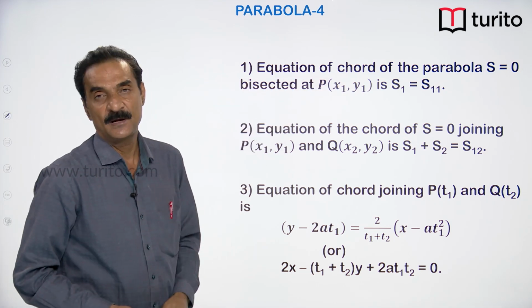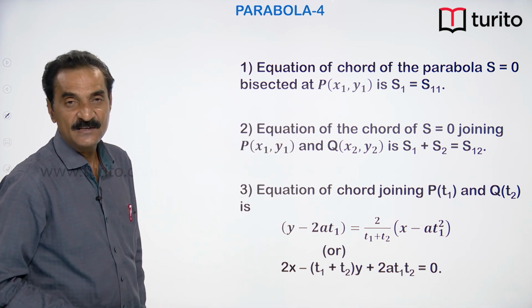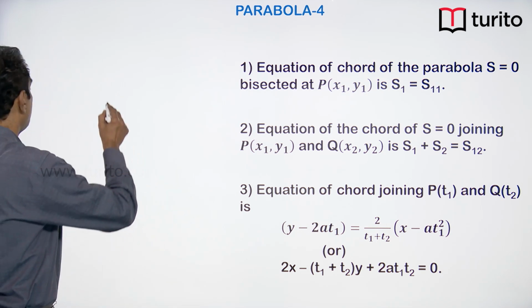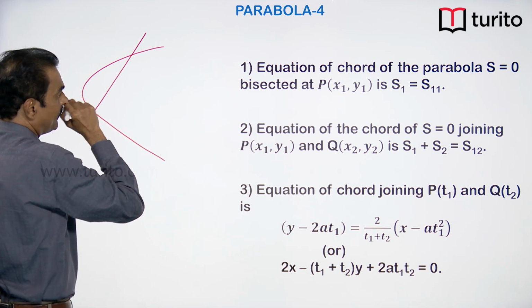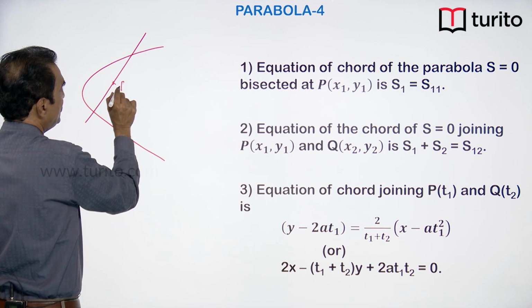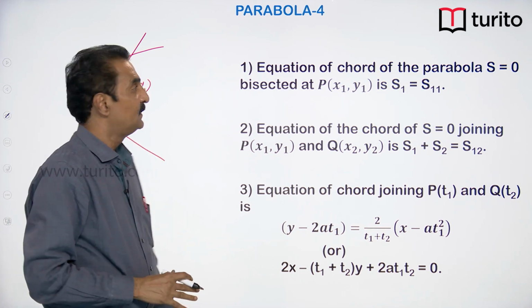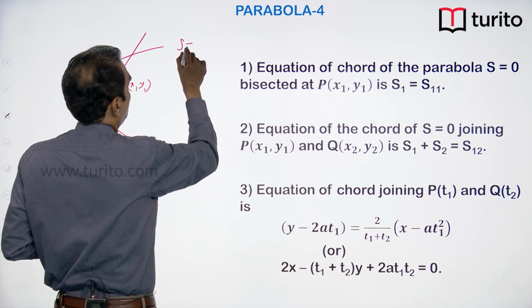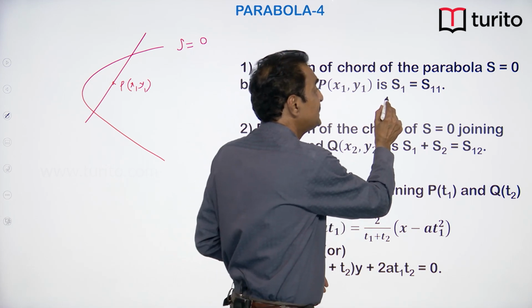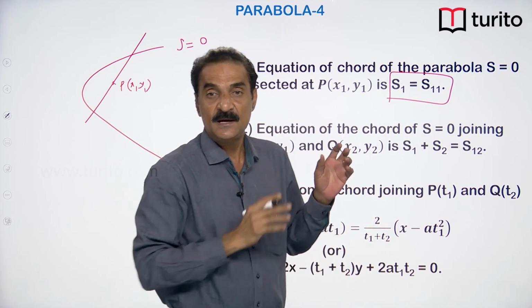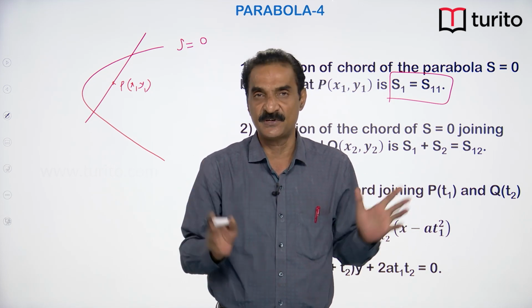The equation of the chord of the parabola S = 0 bisected at P(x1, y1) is S1 = S11. If P(x1, y1) is the midpoint of the chord where the parabola is S = 0, the equation of the chord is given by the formula S1 = S11 in notation. Here S = 0 need not be the standard form, it can be any general equation.